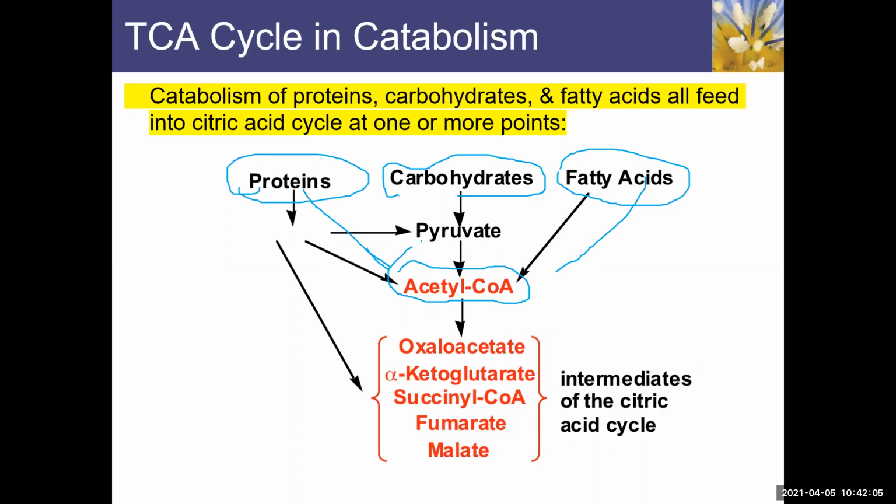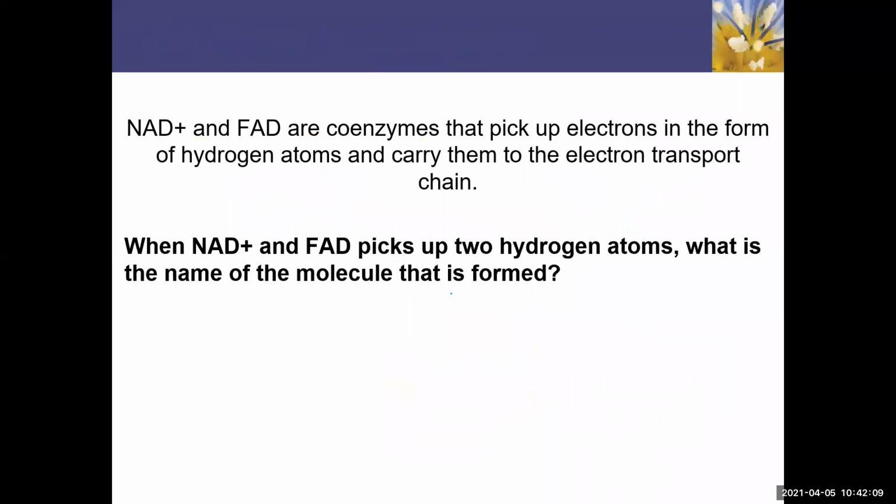Okay. And then these are the intermediates of the citric acid cycle which we spoke about. So NAD positive and FAD positive are the coenzymes that pick up the electrons in the form of hydrogen atoms, which we saw, right? And now you will see that these hydrogen atoms, the NADH and FADH2, will be used in the electron transport chain.